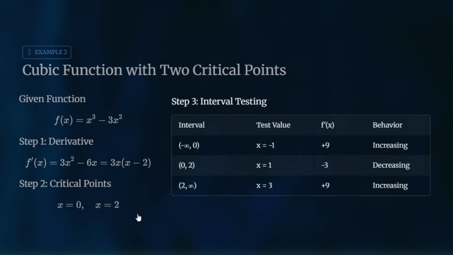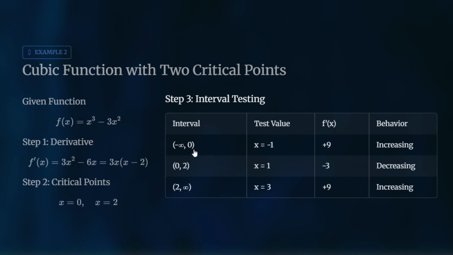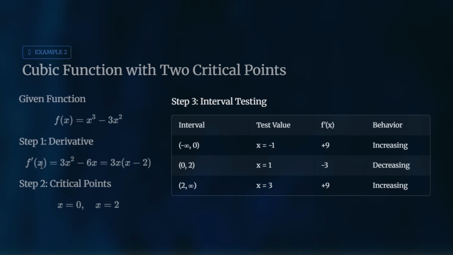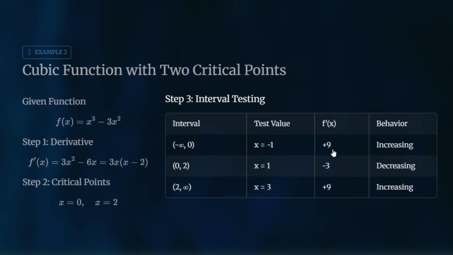Therefore, we have three intervals. We have the interval from negative infinity to 0, the interval from 0 to 2, and another interval from 2 to infinity. For our first interval, from negative infinity to 0, we can pick x equals negative 1 and evaluate our derivative at x equals negative 1. So if you substitute negative 1 into your derivative, you'll find that the derivative is 9, which is positive, meaning the function is increasing on that interval.